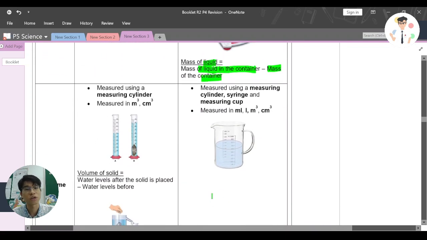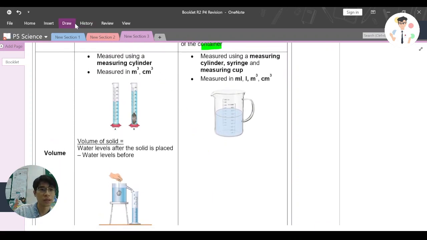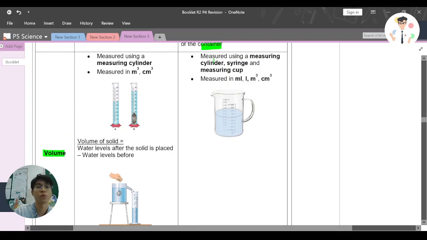Next, we will try to calculate the volume of solid and liquid. Let's talk about the volume of liquid first because it's very simple. You just measure using a measuring cylinder, measuring cup, or syringe. It depends. For example, this is a measuring cup. You put the water inside and you just observe the line. What is it actually up to?